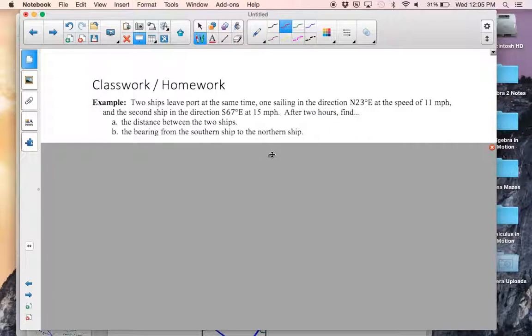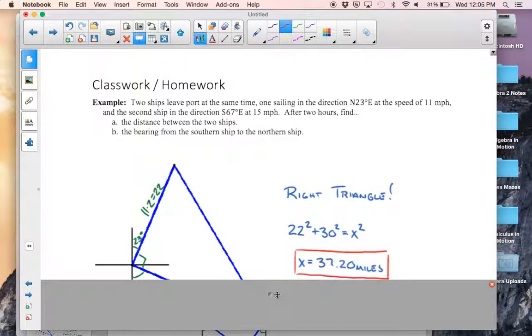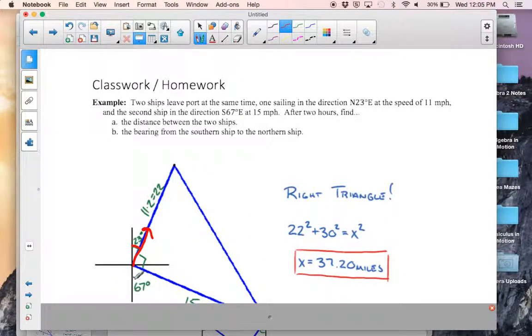So let's draw the picture. I want to start out thinking about north 23 degrees east. I'm thinking about this starting point here, north 23 degrees east, and it's going to put this ship going in this direction. Now the second ship is traveling in the direction south 67 degrees east. So I'm starting south and then going 67 degrees east. So it has it traveling in this direction.